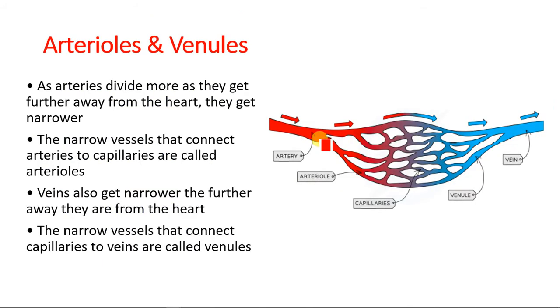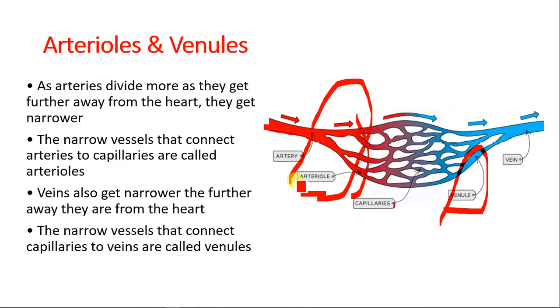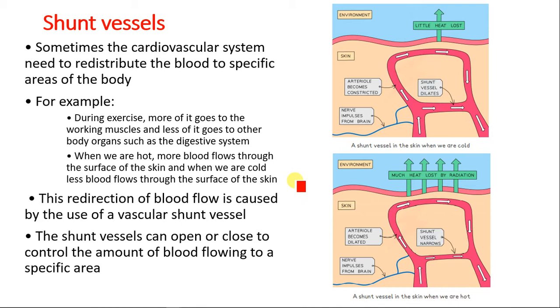So let's look at arterioles and venules. As arteries divide more, as they get further away from the heart, they get narrower. This narrow path of the arteries is called the arterioles. So the narrow vessels that connect the arteries to capillaries are called arterioles. The same thing goes with the veins. Veins also get narrower as they move further away from the heart. So the narrow vessels that connect capillaries to veins are called venules.